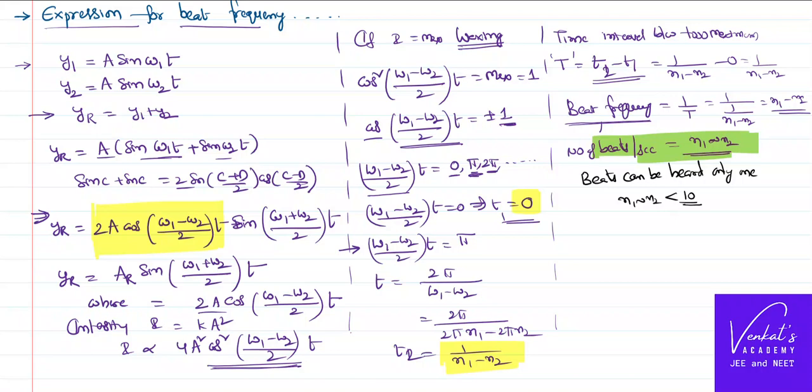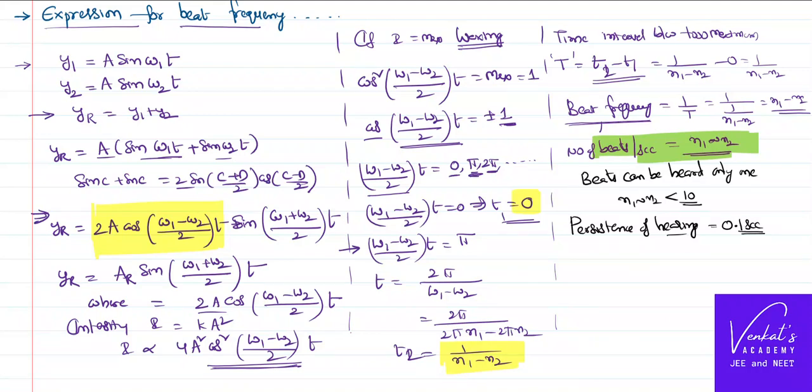Why? Because there is a term called persistence of hearing. For a normal human being to hear two sounds, they need a regular gap between them. That gap is called persistence of hearing. That value is 0.1 second.